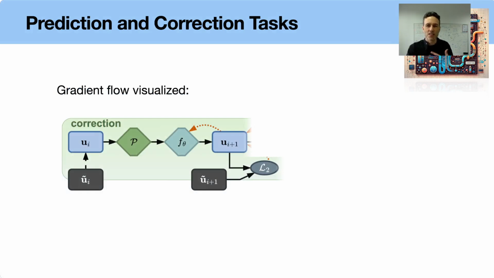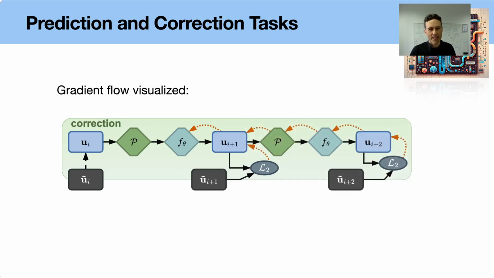Now, I've mentioned this gradient flow before, and here's a nice example from our corresponding paper that shows how this works. First a single step: on the left we have the very first initialization, some state u_i in this case. That goes into a solver P and the network to produce u_{i+1}, and then we have our reference u_{i+1}, and we can compute a loss. That's a simple case, we just backpropagate into the network. That's a simple single step supervised case.